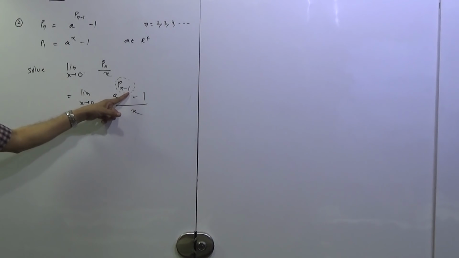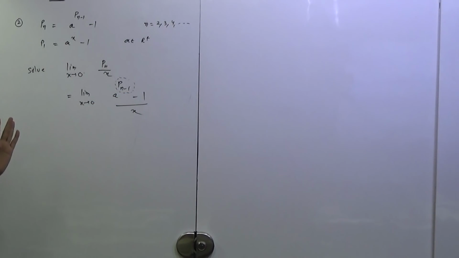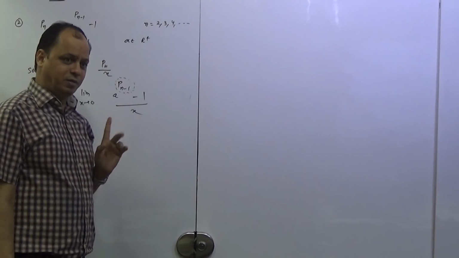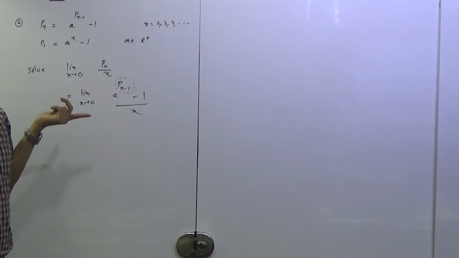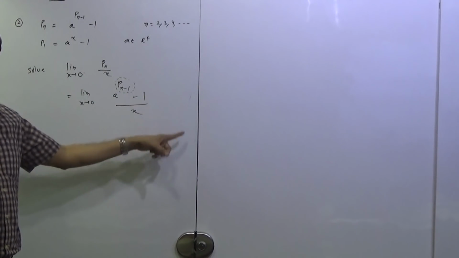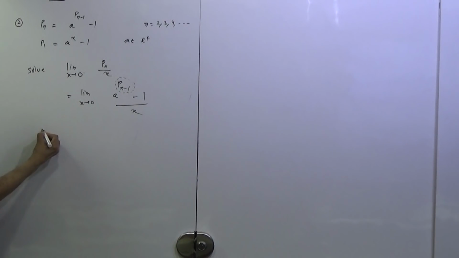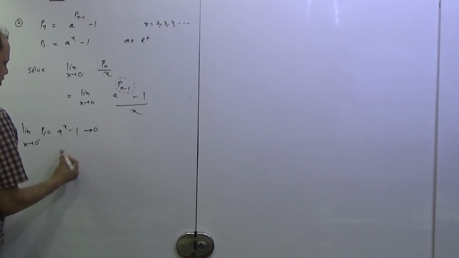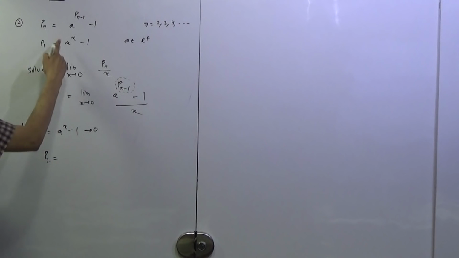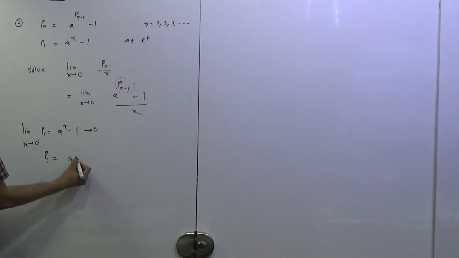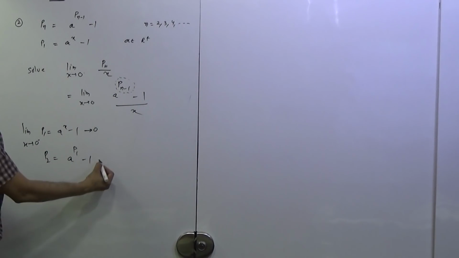What is p(n minus 1)? Suppose I am able to prove that p(n minus 1) is approaching towards 0. Then my problem will be for p(n minus 2), because again I have to solve that result. So let us discuss p(n minus 1), p(n minus 2), what are these actually? You have been given P1 is equal to a raised to power x minus 1, and for x tending to 0, I want to know, what will it be? It will be tending towards 0. Now what is P2? According to the given result, P2 will be a raised to power P1 minus 1, which is again tending towards 0.